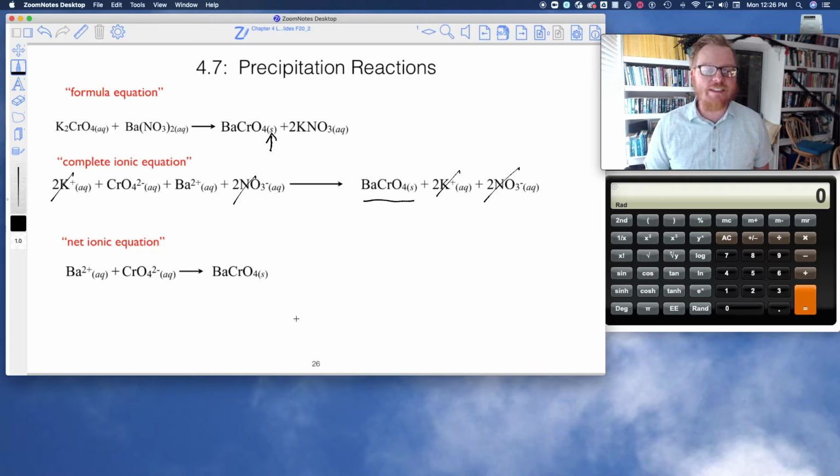And now we only see what I like to call the action. The net ionic equation tells us the action that happened. It tells us about the chemical reaction that took place. Okay? So I know I don't have the learning goals up right now, but this is definitely a learning goal to be able to do all three of these things.